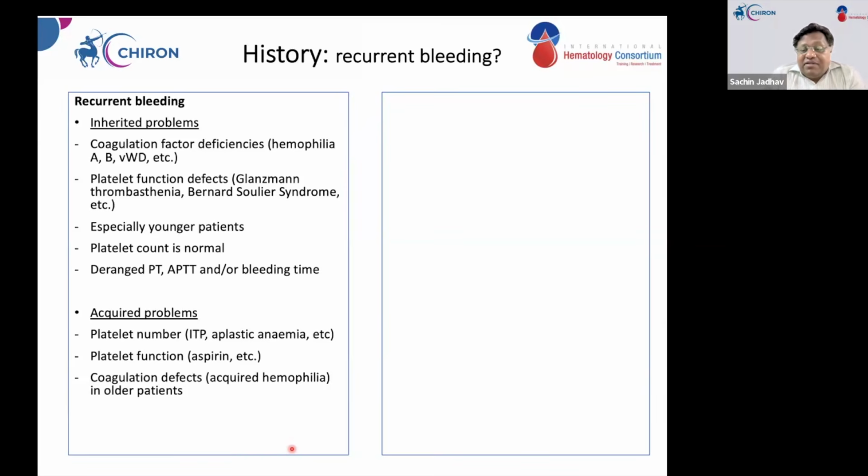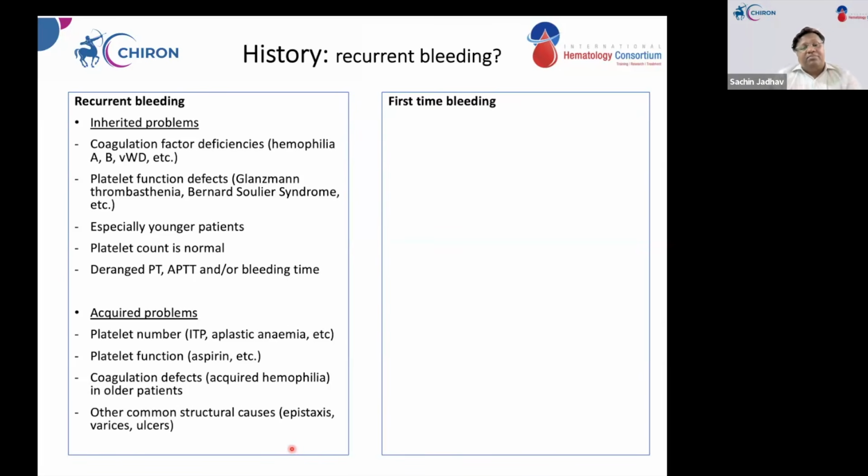And you check, the complete blood count is normal. The PT is normal, but the APTT is prolonged. And then you do an assay, you do mixing studies, you will understand that even with the half control, the APTT remains prolonged. That means there is an inhibitor in the patient's plasma, which is inhibiting even the control plasma. So we diagnose this with mixing studies.